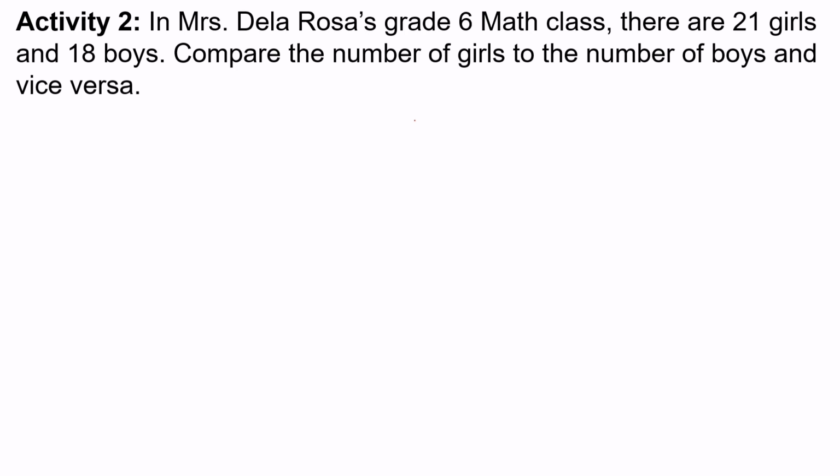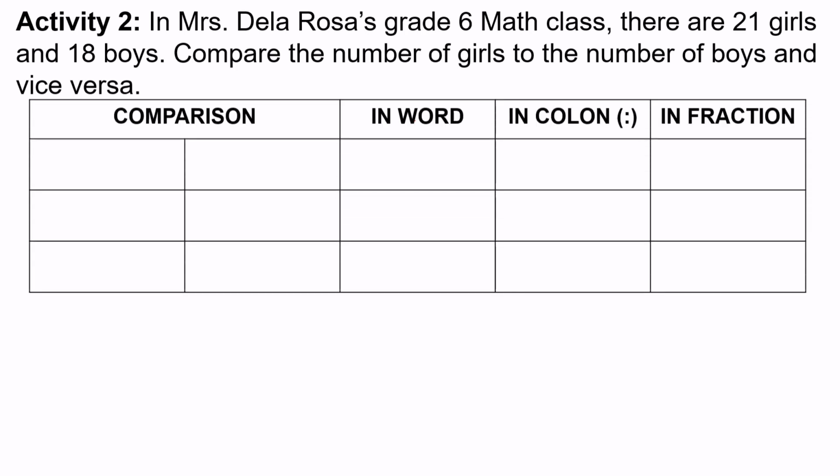Activity 2. In Mrs. De La Rosa's grade 6 math class, there are 21 girls and 18 boys. Compare the number of girls to the number of boys and vice versa. So, katulad lang din ng ginawa natin sa Activity 1, gagawa lang din tayo ng table of comparison. At sabi nga sa ratio can be expressed in 3 forms. In word, in colon, and in fraction.